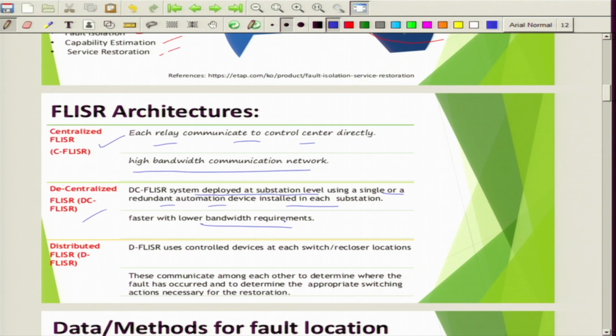So the bandwidth requirement would be very less, and it is deployed at each and every substation. And then there is a distributed FLISR. This uses control devices at each switch or recloser location. These communicate among each other to determine where the fault has occurred and to determine the appropriate switching actions necessary for the restoration. So actually, distributed FLISR lies between decentralized and centralized, and it enjoys the advantages of both the decentralized system and the centralized system. It is the more appropriate or preferred choice against either of them.